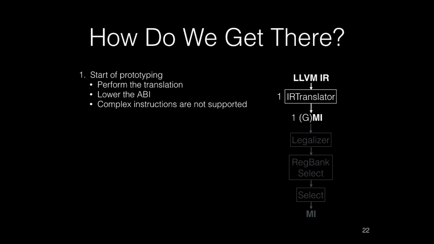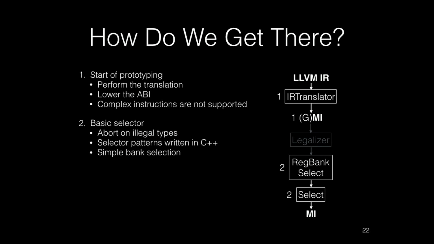We start the prototyping by focusing our attention on the translation. We'll make sure that we are able to lower the ABI. And for the first iteration, we would leave out complex instructions like switches or landing pads. Then we would add some basic selector capabilities. So we would abort on illegal types, and we would do the selection in C++. It's basically, at this point, what is offered by FastISel. And also, we would have a simple bank selection.